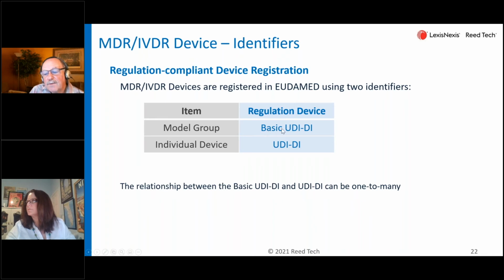In addition to that, there's the concept of a basic UDI-DI, and this is a grouping identifier for medical devices, and it allows a number of devices, one to many, to be grouped together under this identifier. So there's this two-level hierarchy that is in place for MDRs, and the relationship is one basic UDI to many, one to n, basically individual devices.